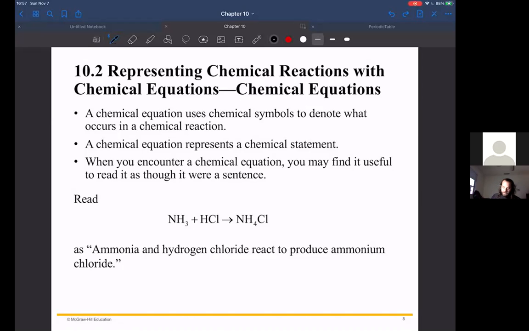So for example, this is ammonia. Ammonia actually isn't one that you would necessarily know. Ammonia reacts with hydrochloric acid, or hydrochloride. Ammonia and hydrochloride react to produce ammonium chloride, right? So this little arrow here means that there's a reaction going on between your two starting molecules.